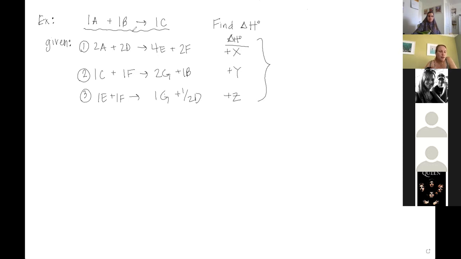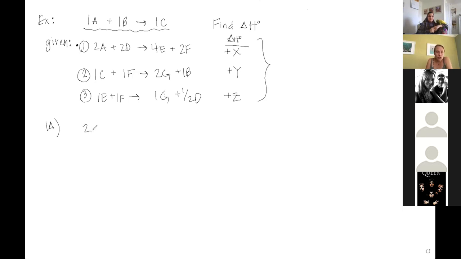So the first thing that we're going to do is we know that we need our final equation of 1A plus 1B goes to 1C. So we're going to look and see where we can get, I'm going to start with this A term. I'm going to look for getting 1A on the left side of my equation. So I'm going to look through these equations. What equation has an A? There's only one equation that has an A at all, and it's already on the left side of the equation.